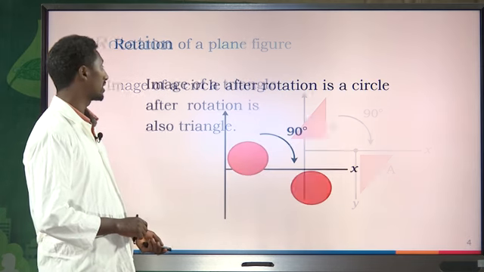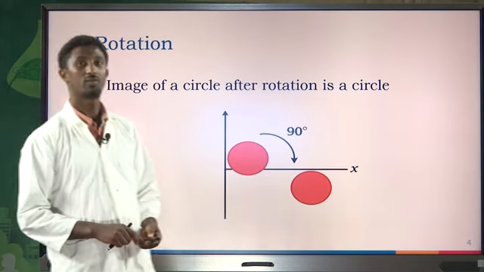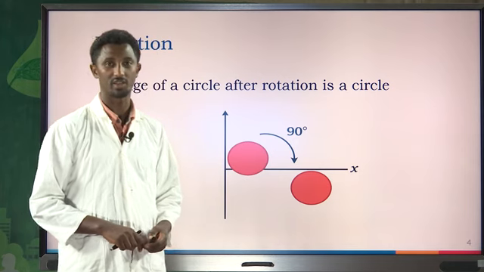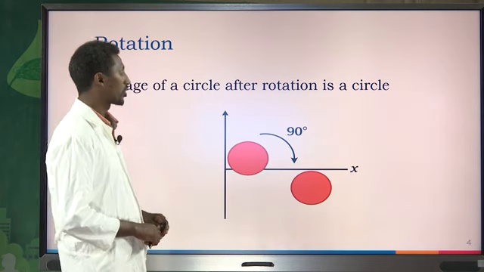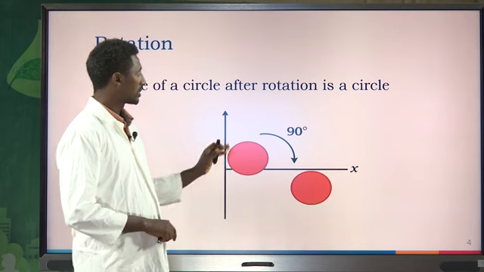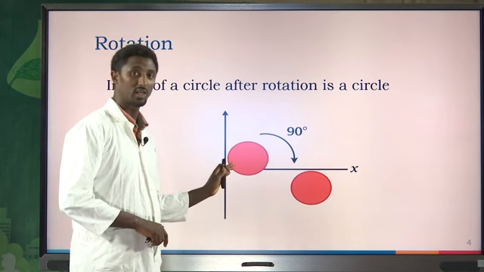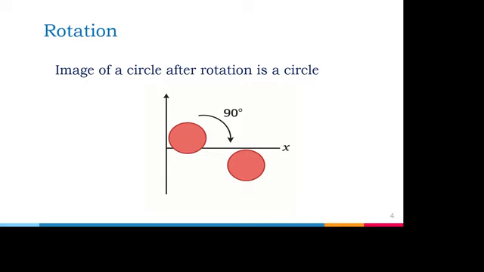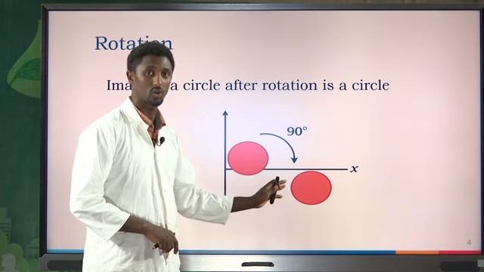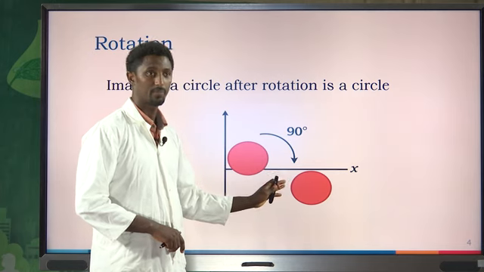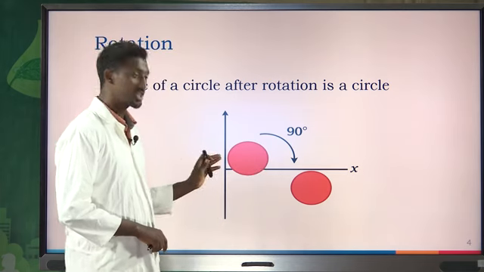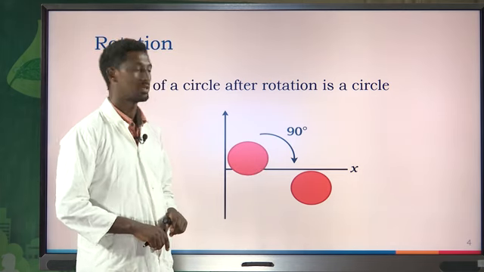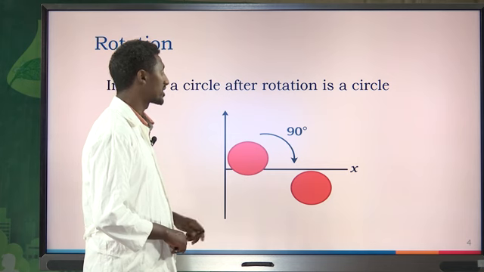And similarly, the image of a circle after rotation is a circle. The same is true for the above reason. If we rotate this circle either in clockwise or counterclockwise direction, the image of a circle after rotation is also a circle, because rotation is a rigid transformation which preserves distance.